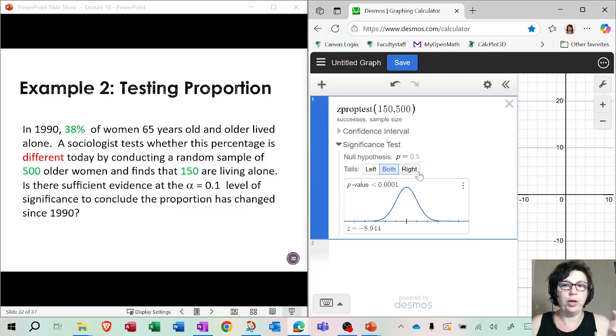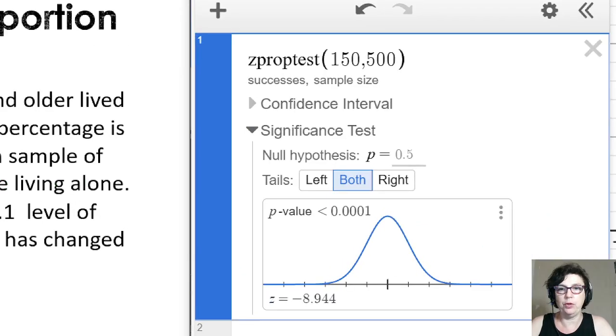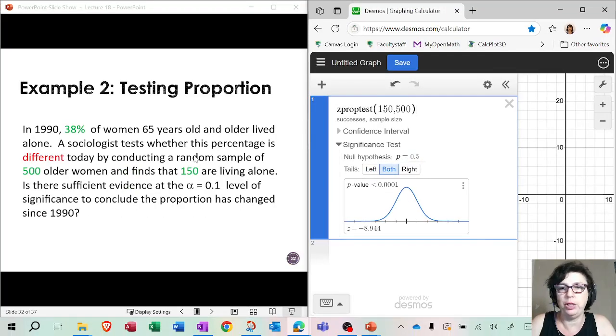Now we have to again focus on that value of P0. We do not want this to stay 0.5 because that's not correct. You're going to get really weird results if you leave it like that. Your P0 is 0.38, so that's going to go in here. Now we have to decide what tail we got: left, both, or right.